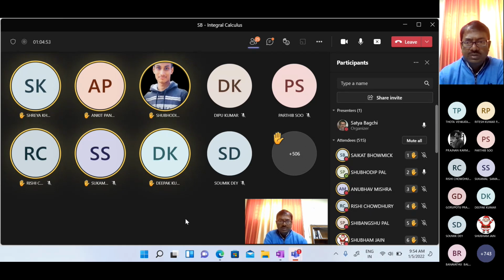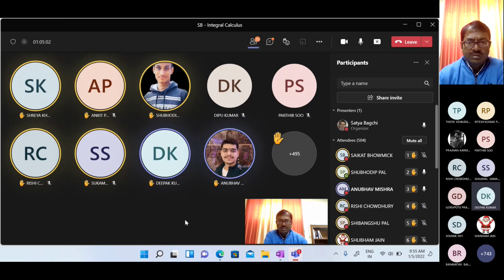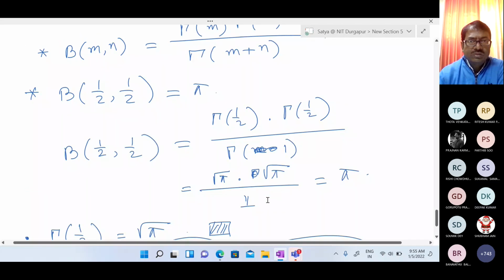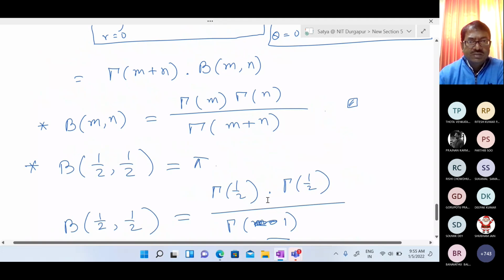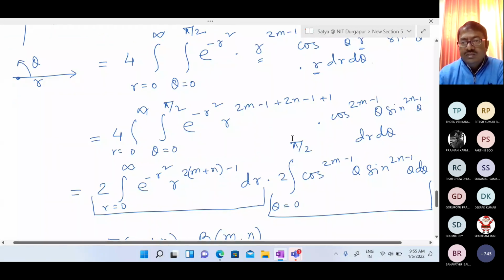Anubhav, are you here? Yes, sir. Sir, how did you separate that double integral in the last proof which you did? The last proof that you did now, of that relation between beta and gamma functions. Yes, sir. That I couldn't understand.